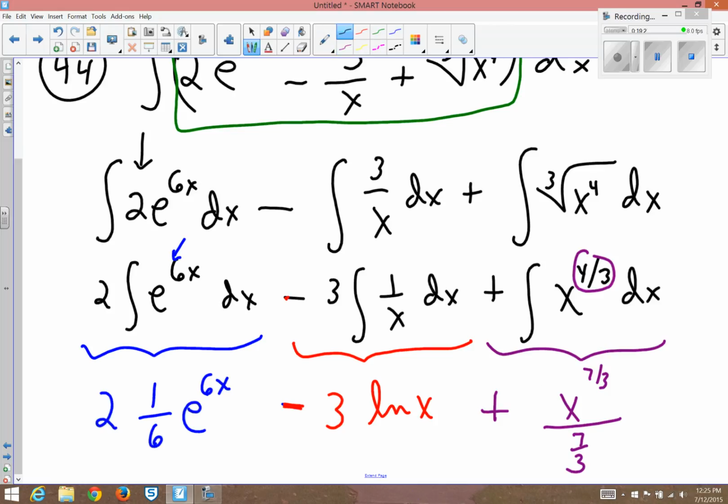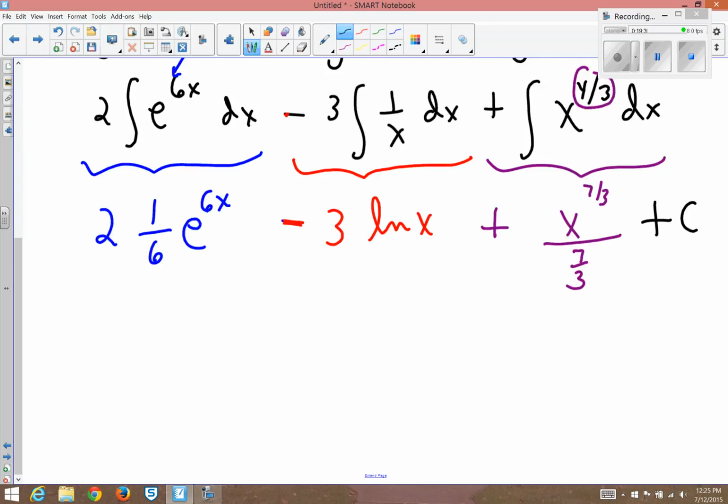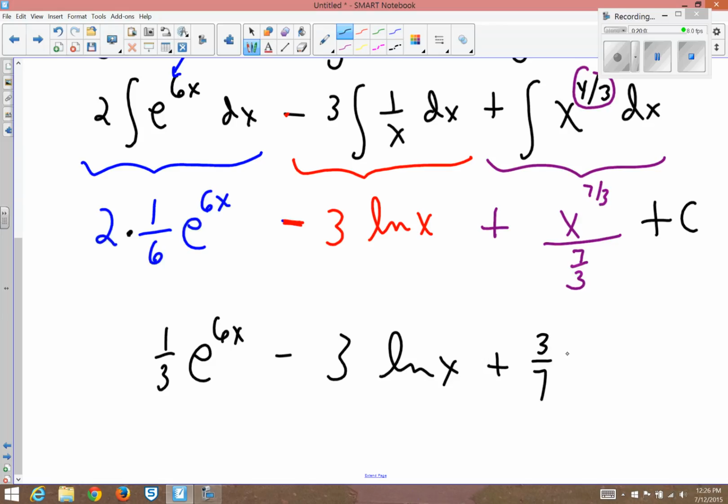And so each of these problems here, the blue one, the red one, and the purple one, each one really has a plus c attached to it. All we do is put 1 plus c at the end of the entire thing. And now I'll explain why this is correct. Well, first, we'll simplify. 2 times 1/6 is 2/6, which is a third. So we have a third e to the 6x minus 3 times the natural log of x plus, and this last purple we have divided by 7/3. Dividing by 7/3 is the same as multiplying by the reciprocal 3/7.